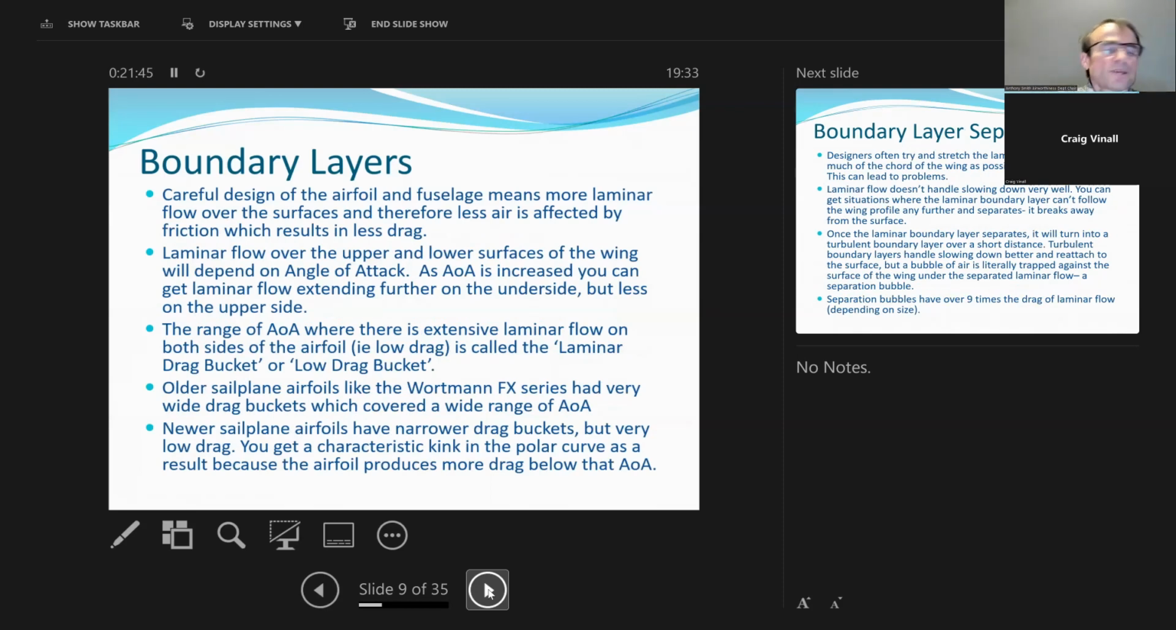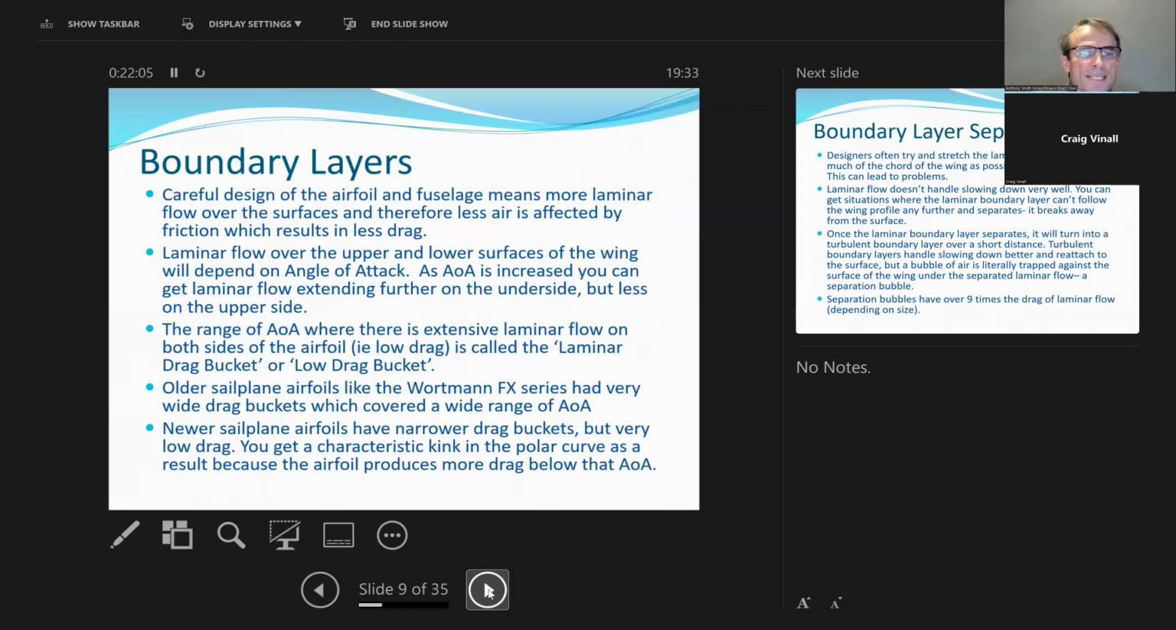So with careful design of airfoils and fuselages, we can try and get as much laminar flow over the surface as possible. And that results in less drag. We've got less friction between the layers. We've got less air being trapped in that slow-moving lanes, less drag.